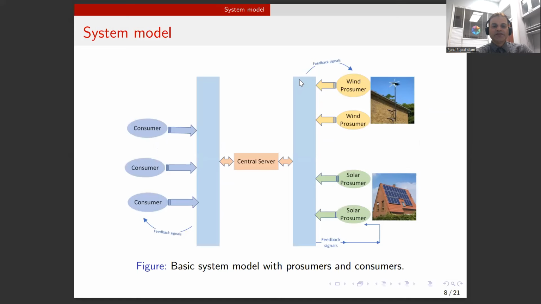Our basic model is that we consider a central server which keeps track of the active number of consumers and prosumers. So in this case, we consider that there is a set of consumers in the community and there is a set of prosumers, wind prosumers and solar prosumers. They do not interact with each other. However, they send whether they are active or not to the central server, which keeps track of those.